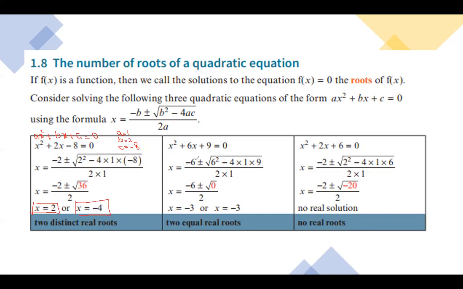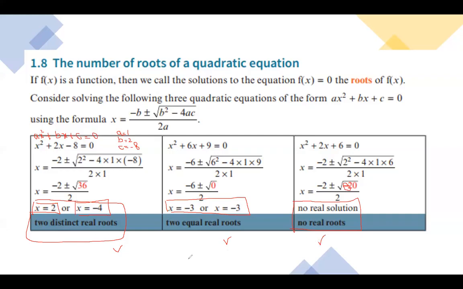Okay, now in second case, x square plus 6x plus 9. Again putting the value, two equal roots, x equals minus 3 and x equals minus 3. So there are two equal roots. And the third case, x square plus 2x plus 6 equals 0, and there is an iota sign under root. So no real solution. From this, we elaborate that we have given three different types of equations. The solution of the first equation is two distinct real roots, the second one is two equal real roots, and the third has no real roots.